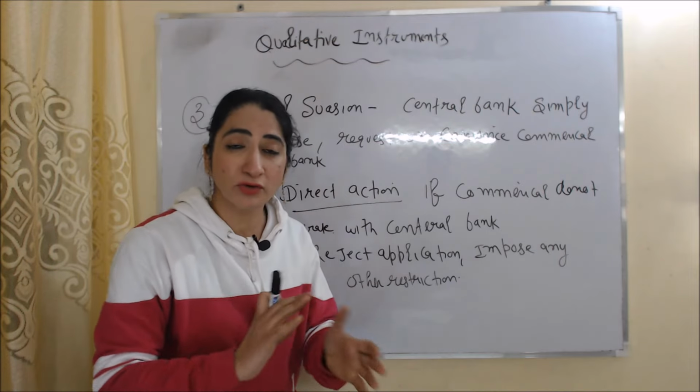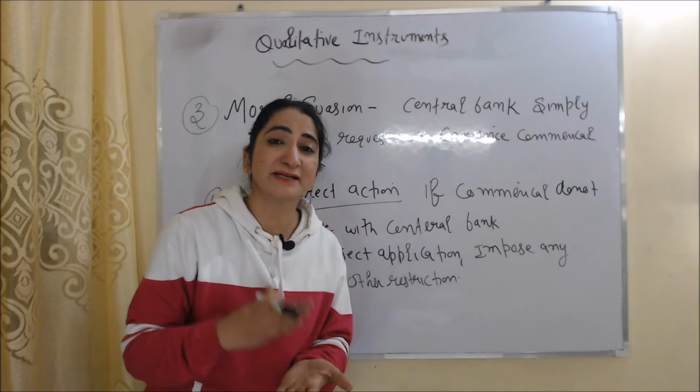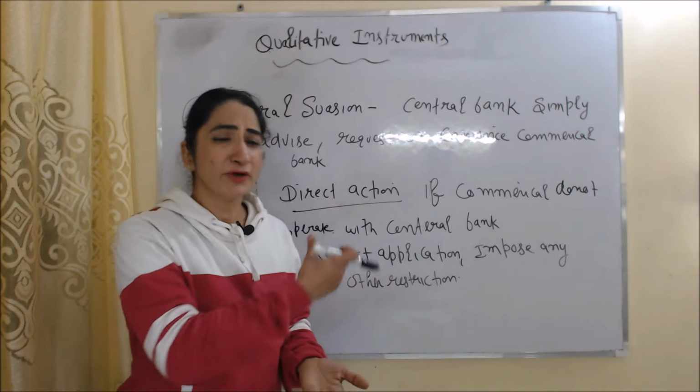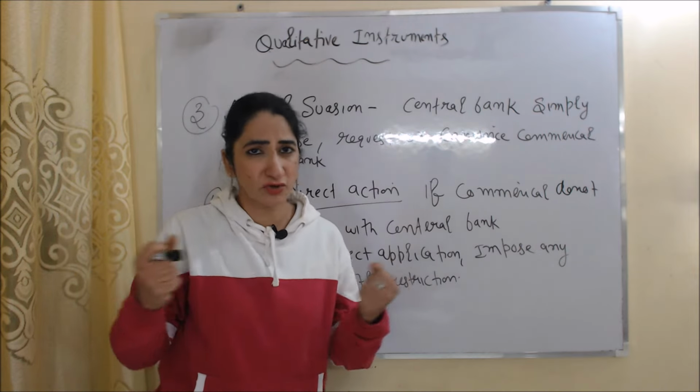If commercial banks do not cooperate with central bank and are continuously giving loans to public, then central bank will take direct action against commercial banks. For example, central bank will reject any application of commercial bank and put other restrictions on commercial bank.